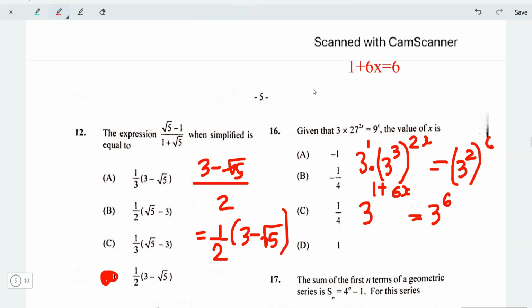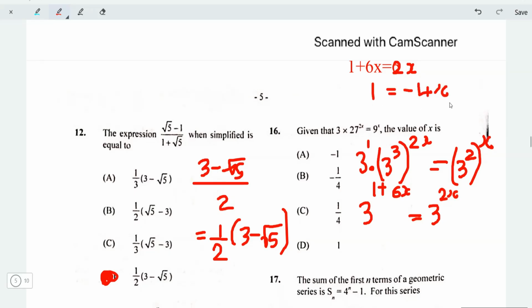So this should have been 3 to the 2x. Fix this right here. 3 to the 2x. Erase that. And so we're equating 1 plus 6x equal 2x. All right, so this should have been 2x up here. Then bring over the 6x to get minus 4x, and minus 4x is equal to 1.